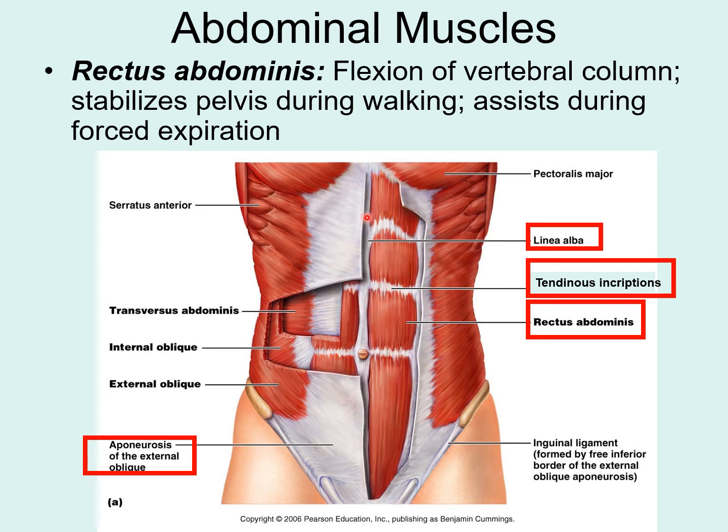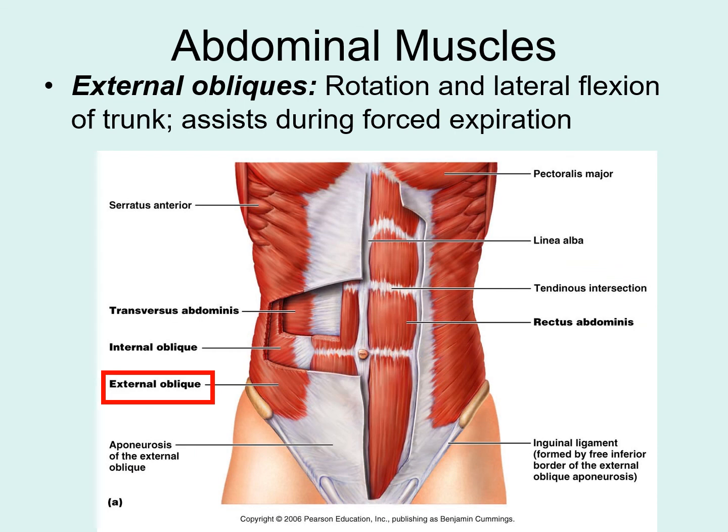The marking right here, the linea alba, the white marking right here, and then the tendinous intersections are these, they look like these parallel white lines across this way. The external obliques are involved with rotation and lateral flexion of the trunk. Look once again at the direction of the way the fibers are moving, almost like from the side downward towards the pubic area.